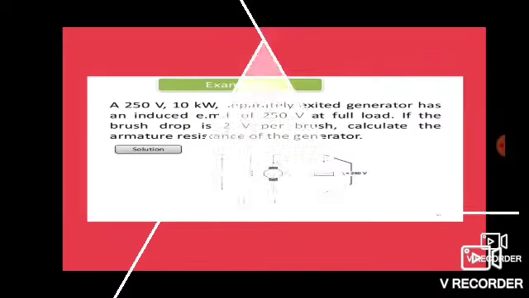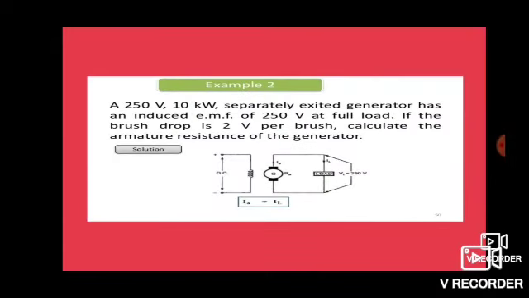Students, in this class we are going to discuss problems using DC generator. First one, a 250 volt 10 kilowatt separately excited generator has an induced EMF of 250 volt at full load. If the brush drop is 2 volt per brush, calculate the armature resistance of the generator. The question is we have to find out the value of armature resistance. The given values are Vt, power, brush voltage and Eg.